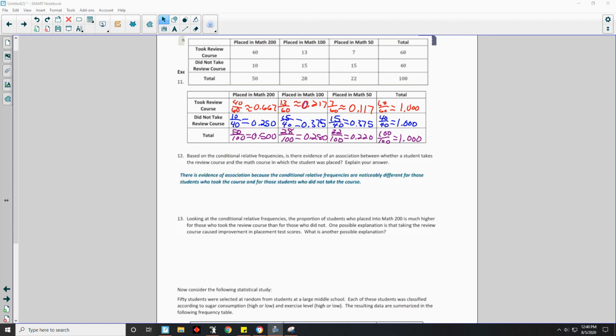Okay, so putting it into words, we'd say there is evidence of association because the conditional relative frequencies are noticeably different for those students who took the course and for those students who did not take the course.